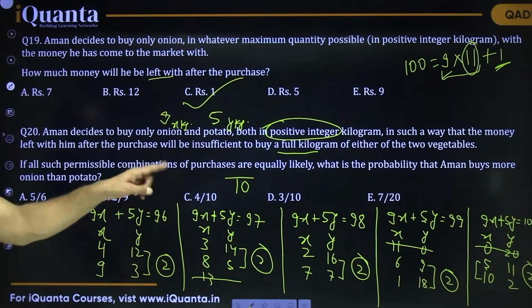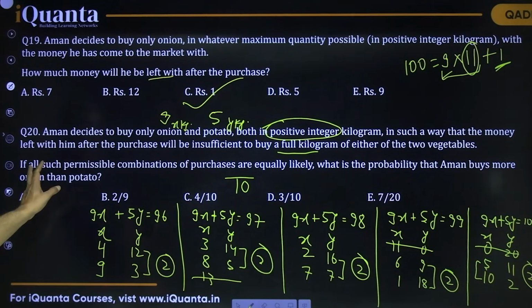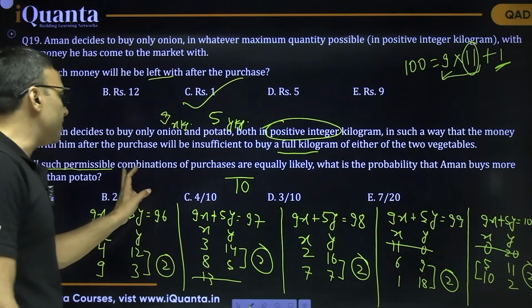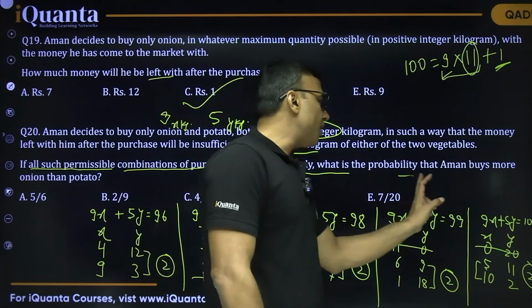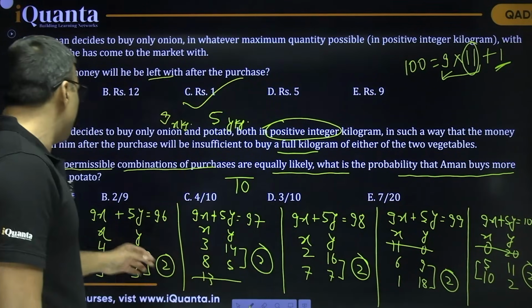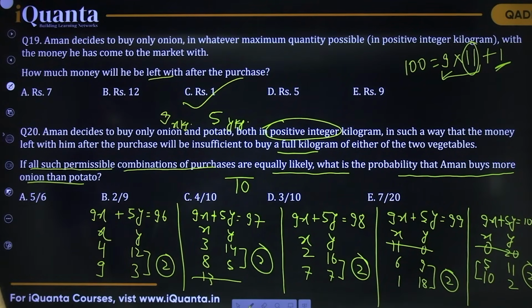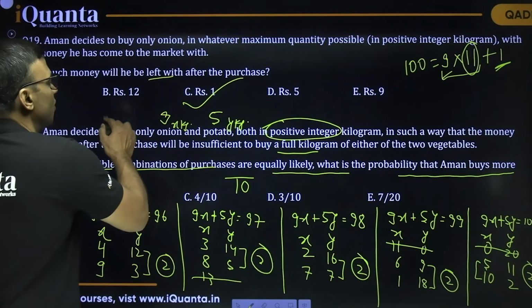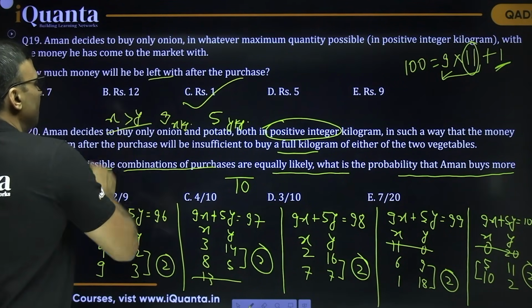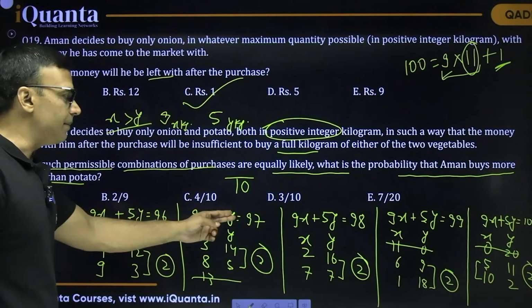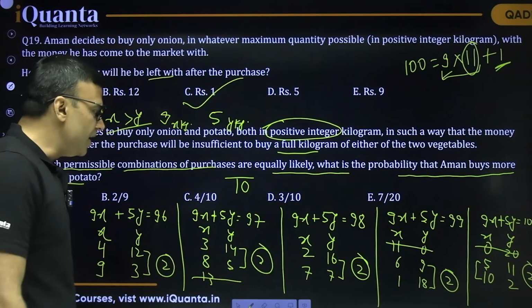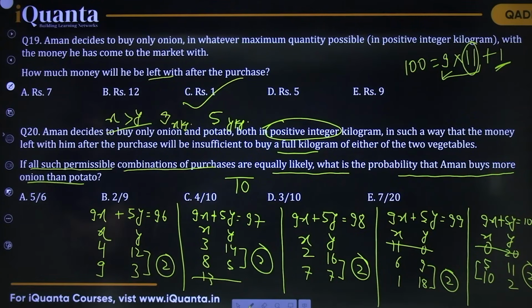Out of those 10 solutions, read the question. If all such permissible combinations of purchases are equally likely, what is the probability that Aman buys more onion than potato? More onion than potato. That means x should be more than y. So for probability, what do we do? Event divided by sample space. Sample space has 10 possibilities. Now go back and check where do we have x more than y.